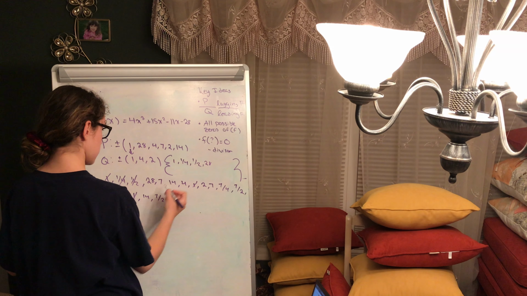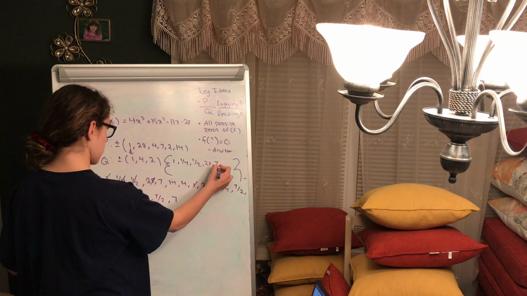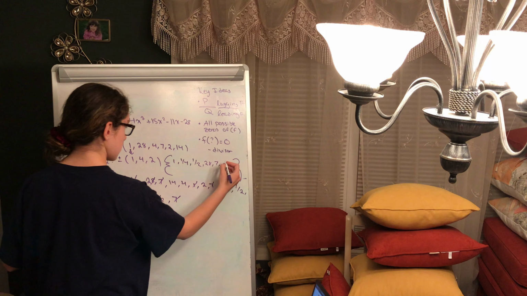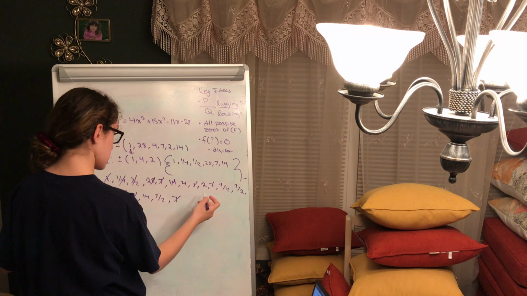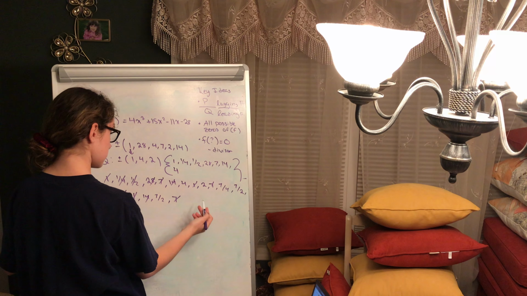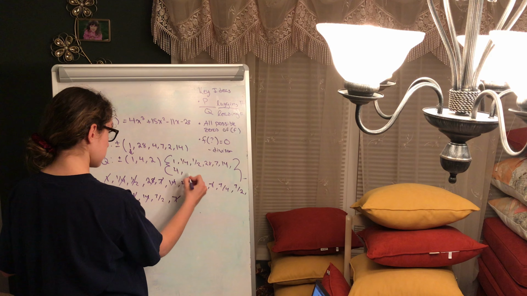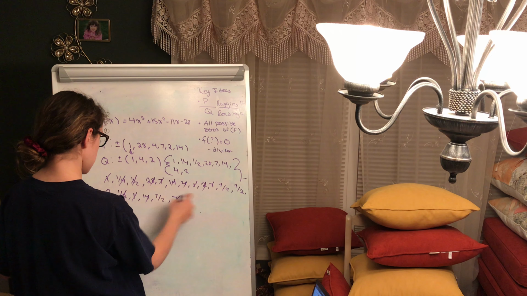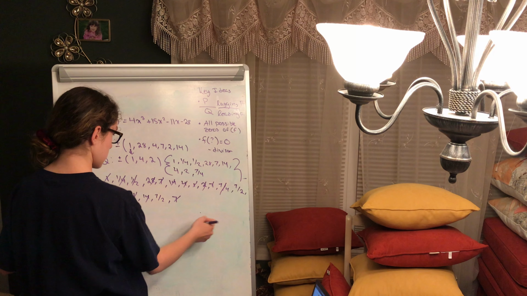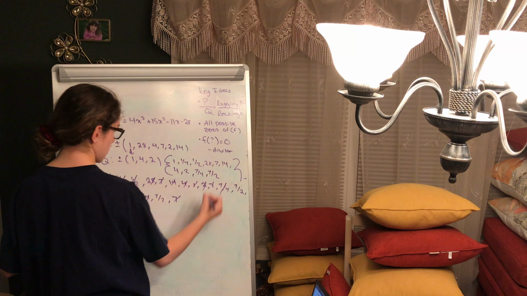28. I don't see any other 28. 7s. I think we have three 7s. Then 14. Do we have any other 14s? Yep. 4. Then we have 2. Any other 2s? Yes. Now 7/4. Good. And now we have 7 over 2, 7 over 2. Wonderful.